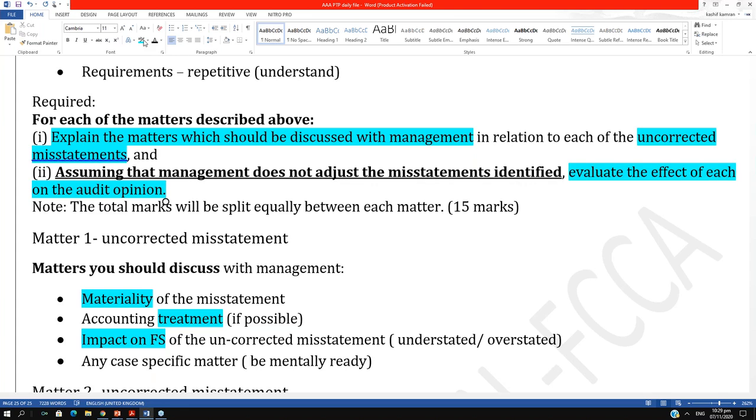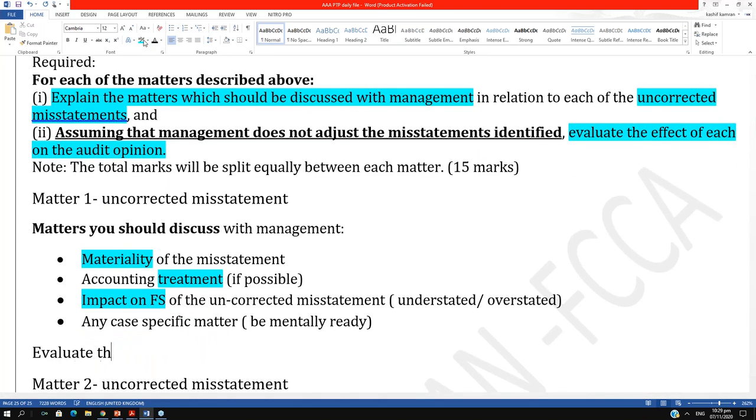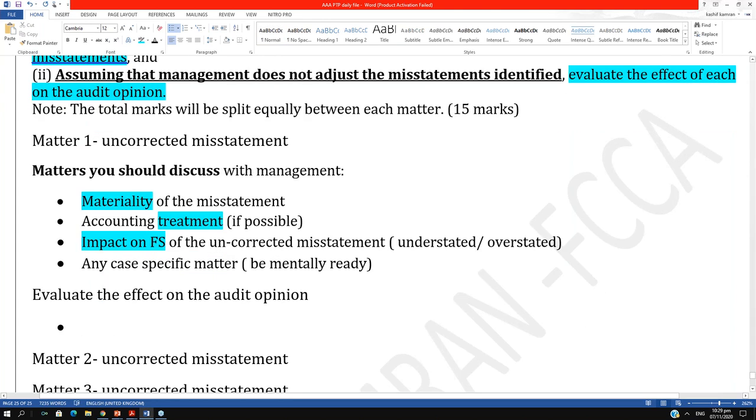Okay, in the next part, evaluate the effect on the audit opinion. So for each uncorrected misstatement, you have to evaluate the effect on the audit opinion. You need to judge which opinion will be given and why. Which opinion you need to give and why, right?